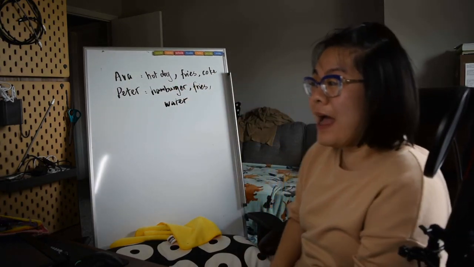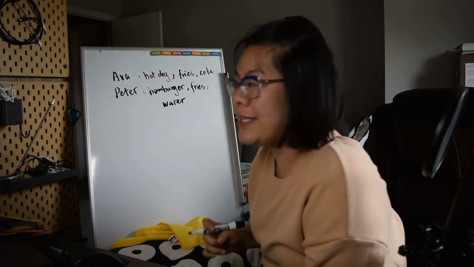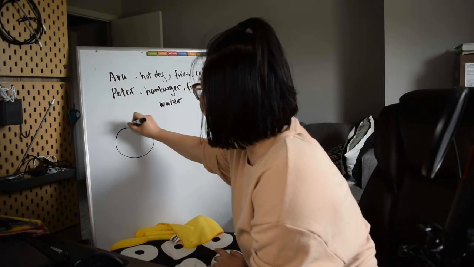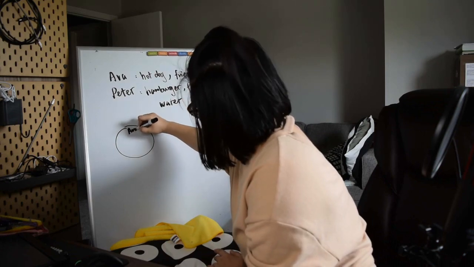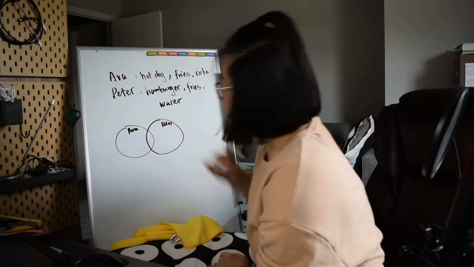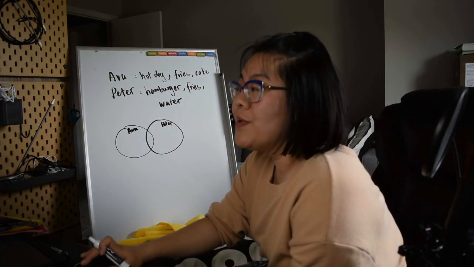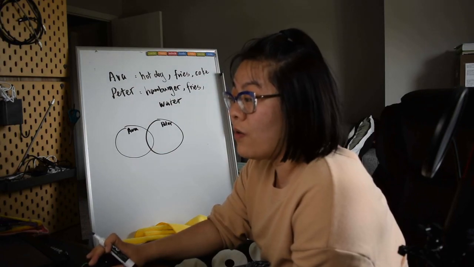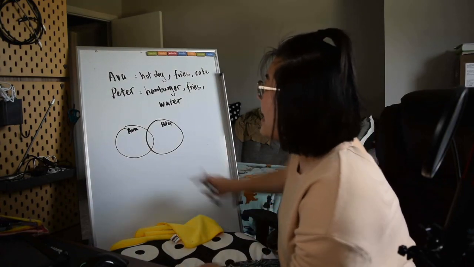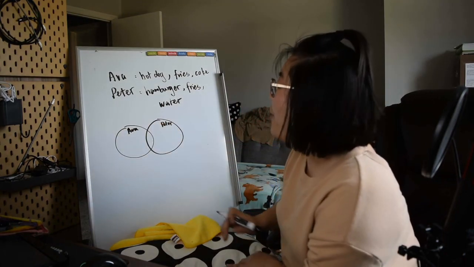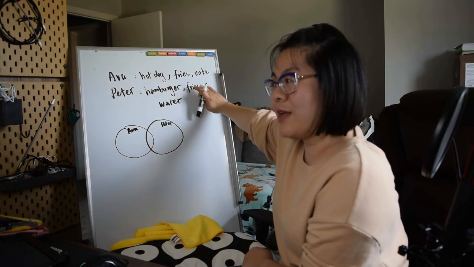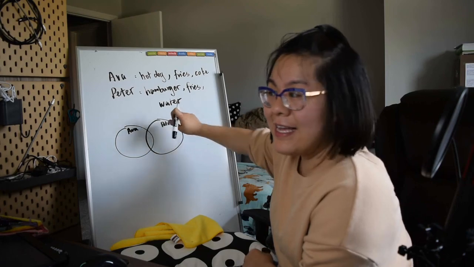Okay, so if I want to use a Venn diagram, which is what you see in the notes, to represent the food they ate, I will have one circle for what Ava ate, and one circle for what Peter ate. And over here, the union is either or. So the union will be the food Ava or Peter ate. That will be the whole entire circle. So that will include hot dog, fries, Coke, hamburger, and fries again, which we do not need to include again, and water.